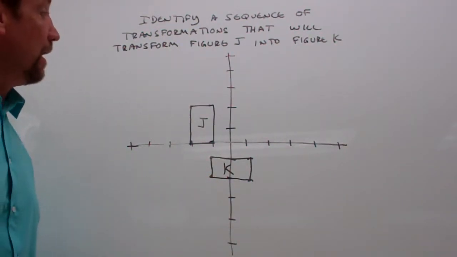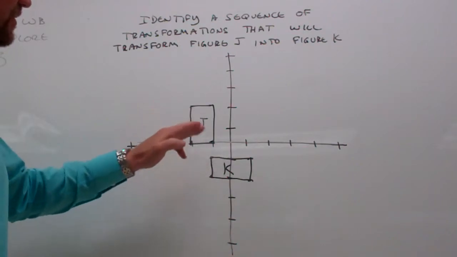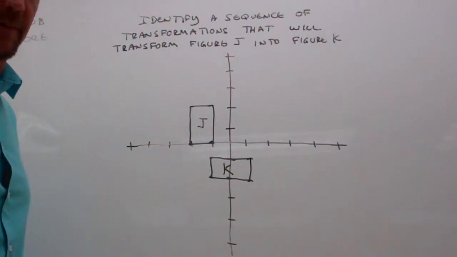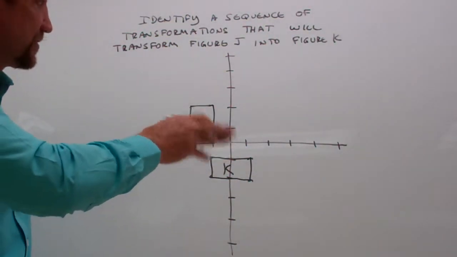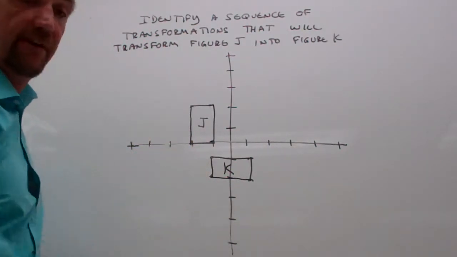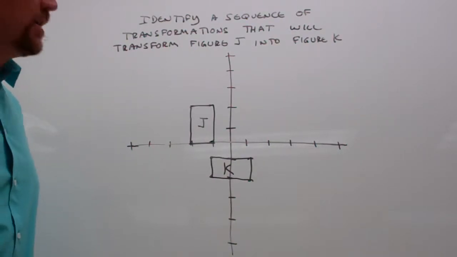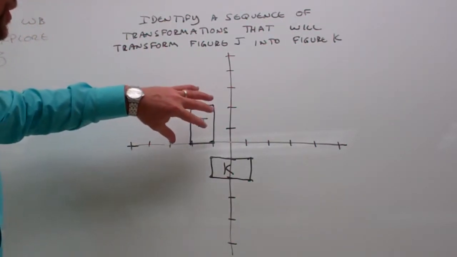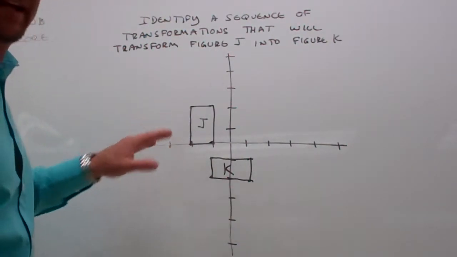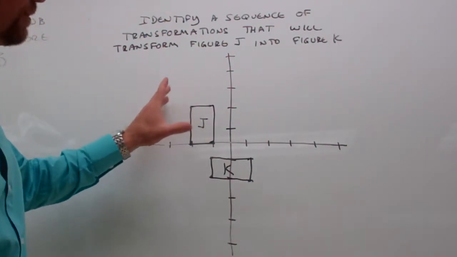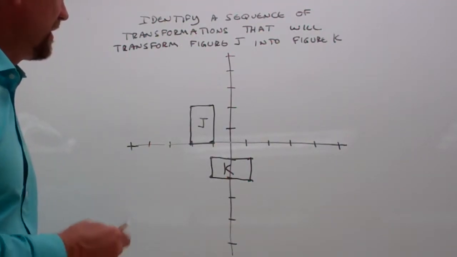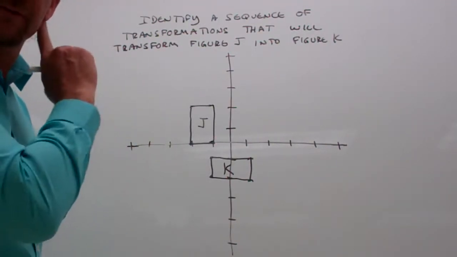figure K. All right, well, hopefully the first thing you can look at is that these two figures do not have the same orientation. So the first type of transformation we should think about would be a rotation, either clockwise or counterclockwise, probably looking at a 90-degree rotation, so that figure J and figure K have the same orientation. So let's try to rotate figure J counterclockwise. We'll do a 90-degree counterclockwise rotation. I'm not saying it's the only way you could do this. We could have also probably done this by doing a 90-degree clockwise rotation. But let's try a 90-degree counterclockwise rotation to start with.